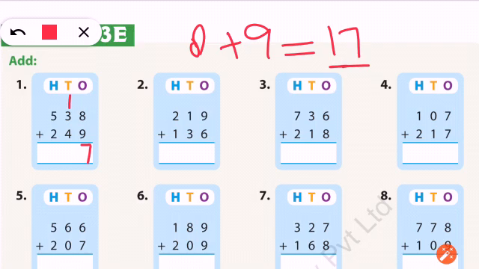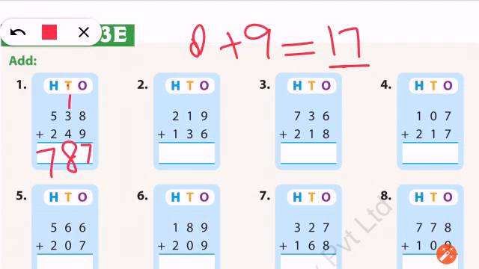Now add 3 plus 4. 3 plus 4 is 7. 7 plus 1 will be added. It will become 8. Now 5 plus 2 is 7. The answer will be 787. Somewhere the carry will come.